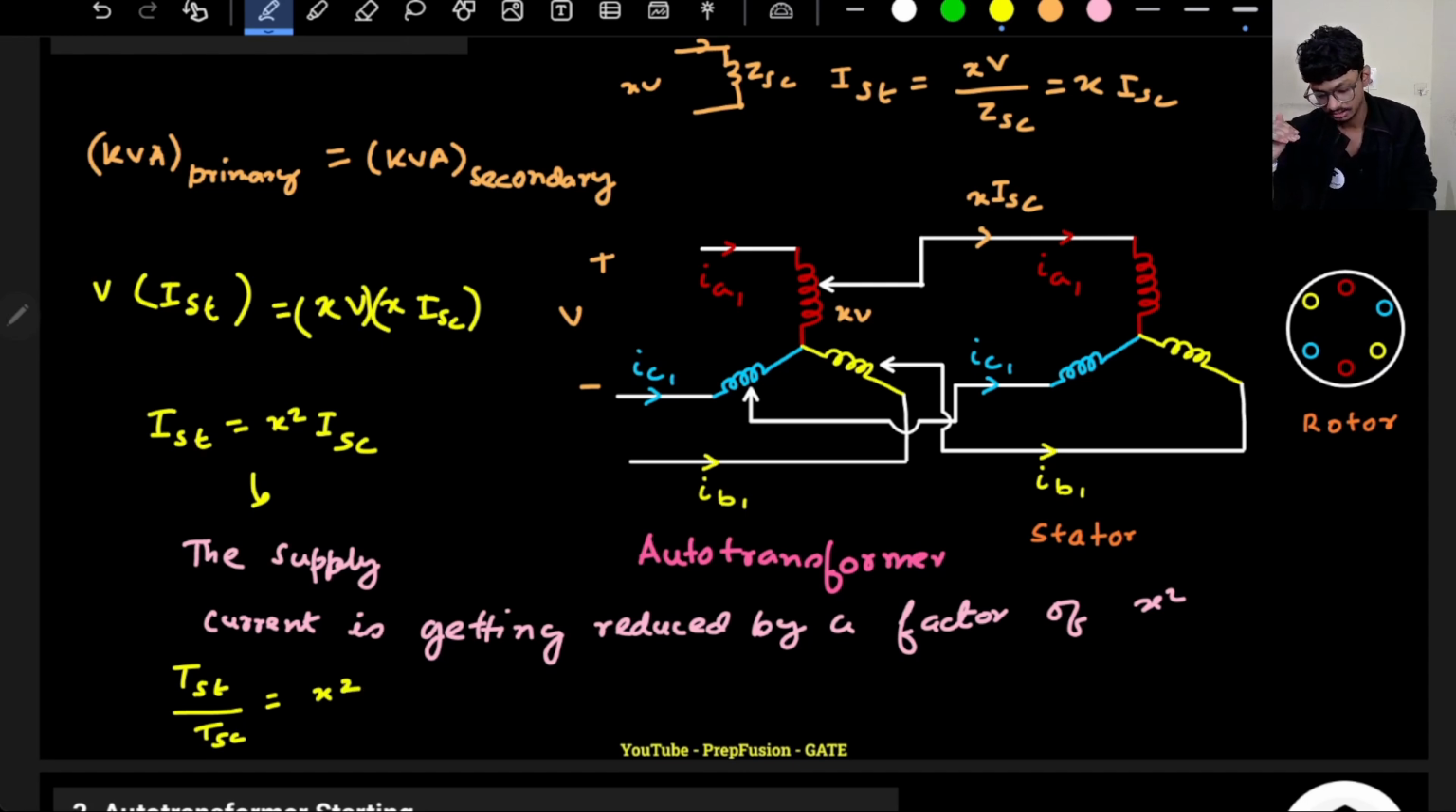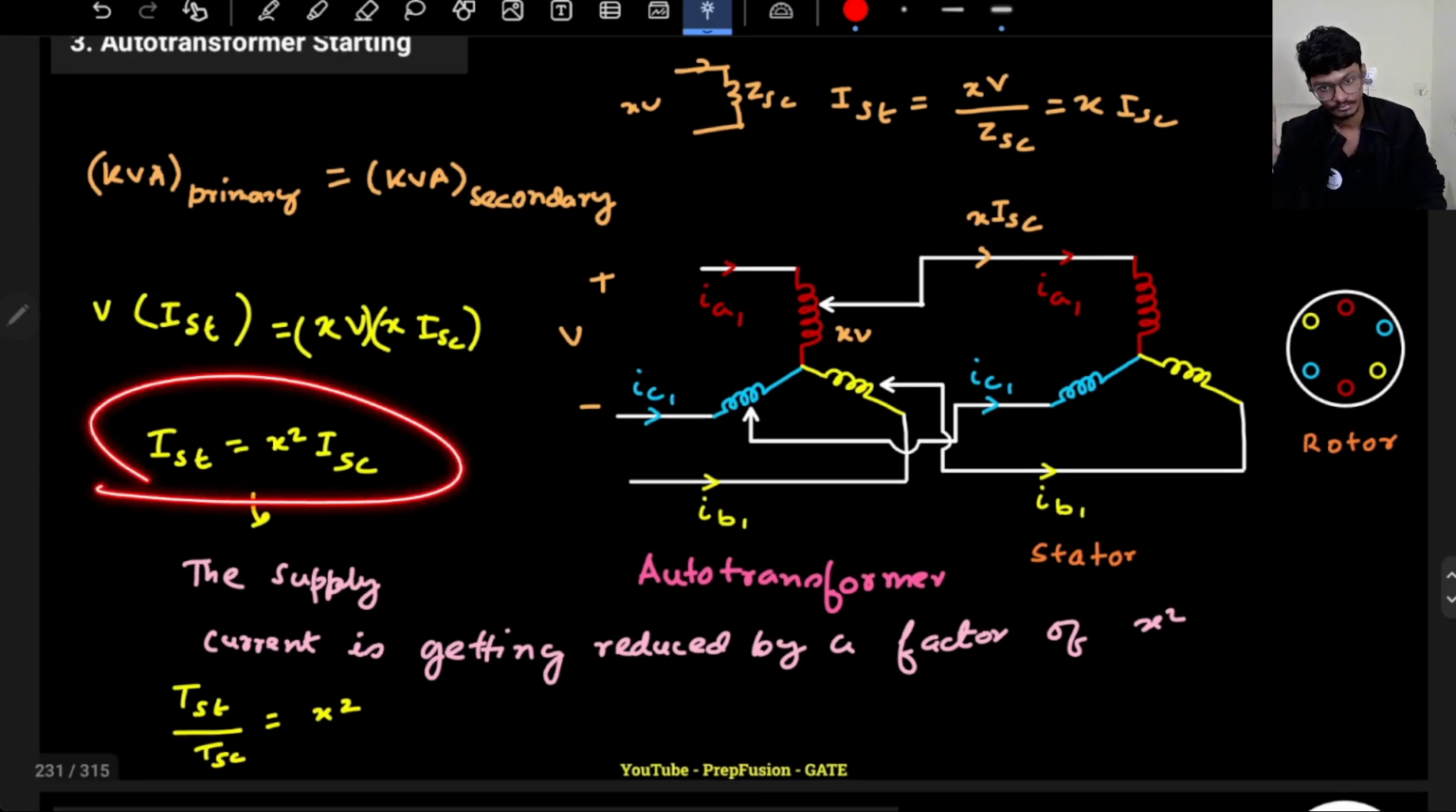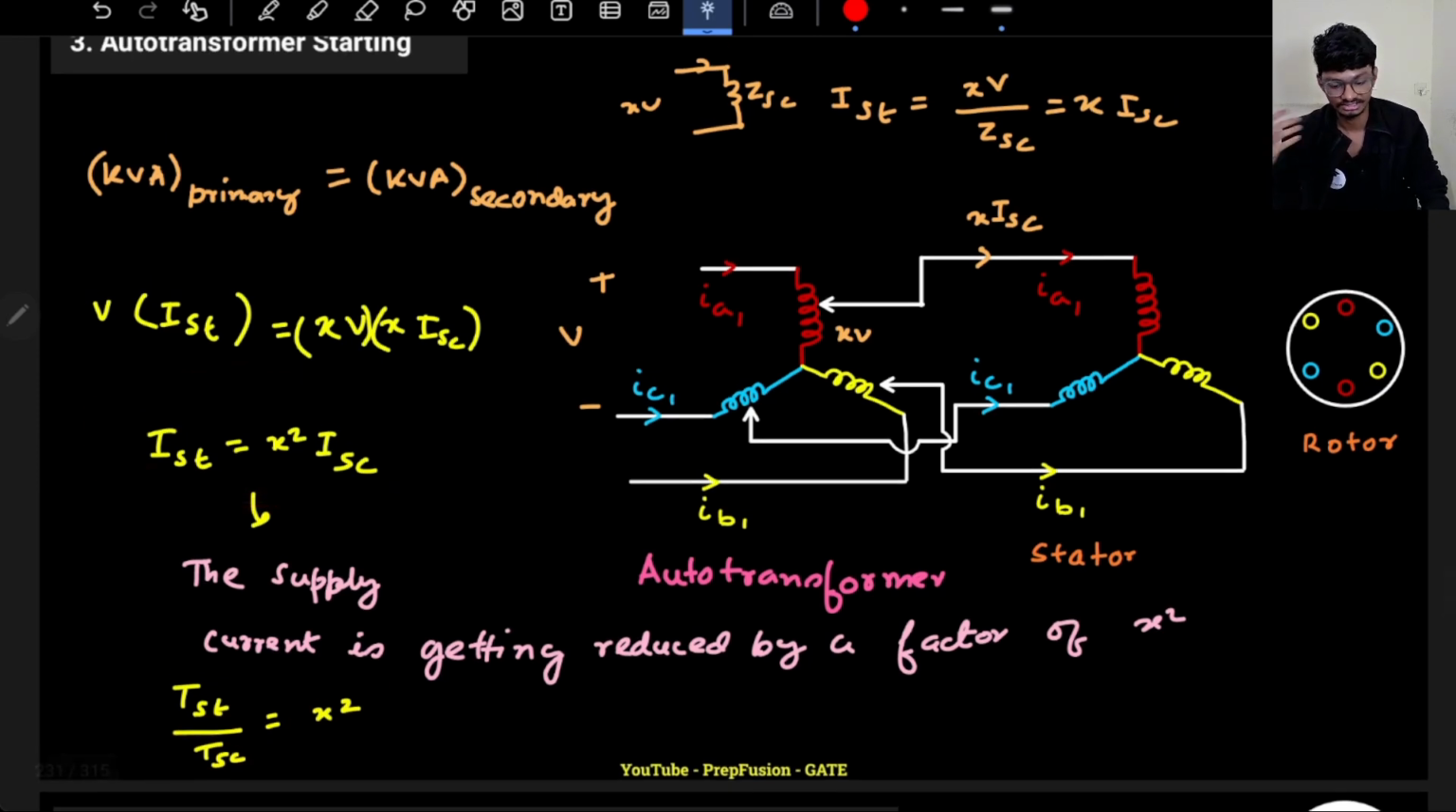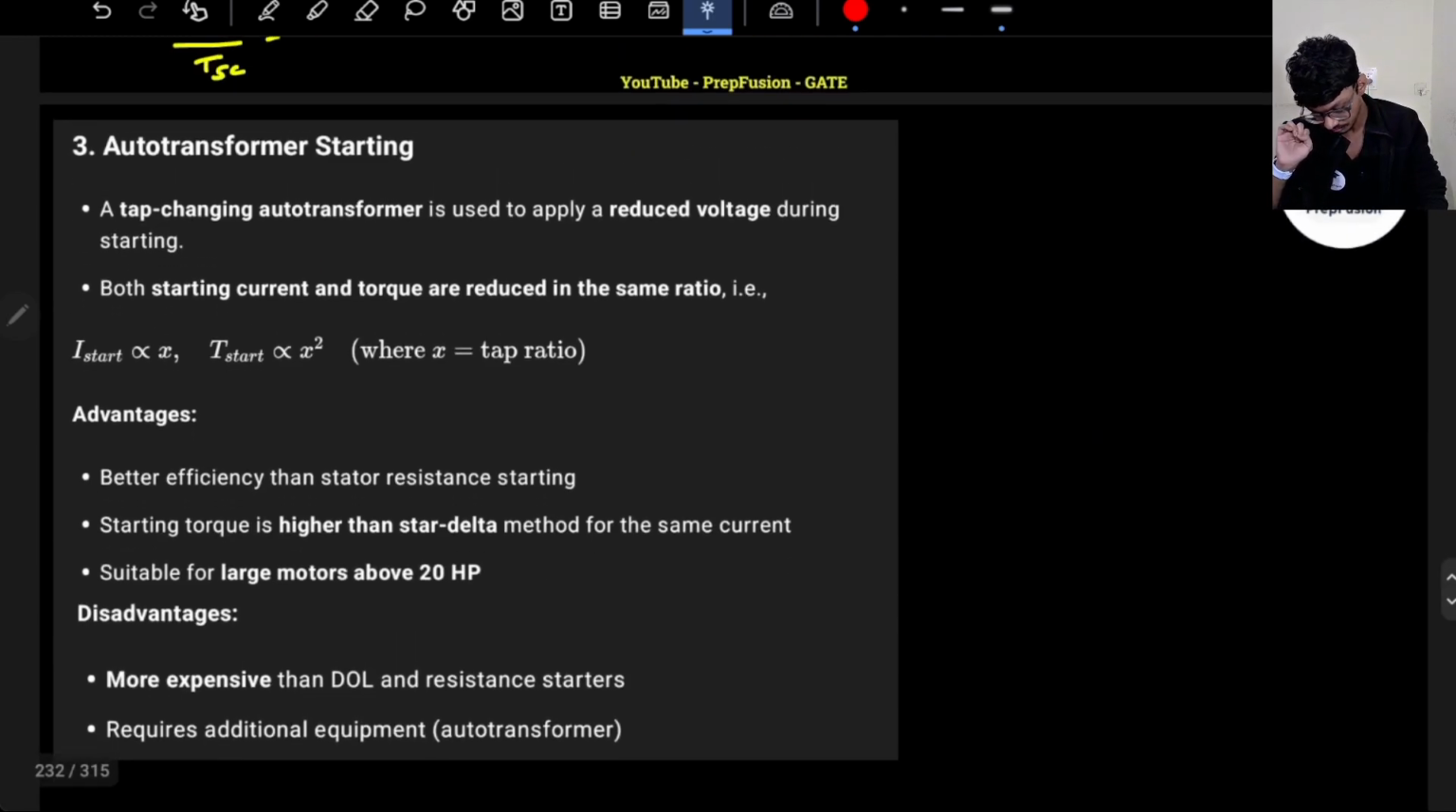And in the denominator, in the direct online starting, the current was ISC whole square. So ISC whole square will get cancelled, simply x square will be there. So the advantage of this is torque is getting reduced by x square, so is the starting current, and there is no power dissipation. So that is the advantage. Disadvantage is we need an auto transformer, which is a costly equipment.